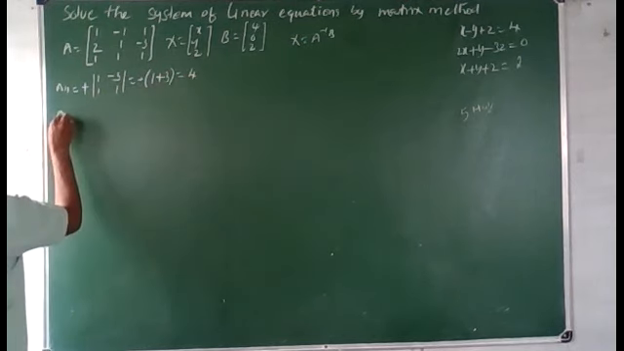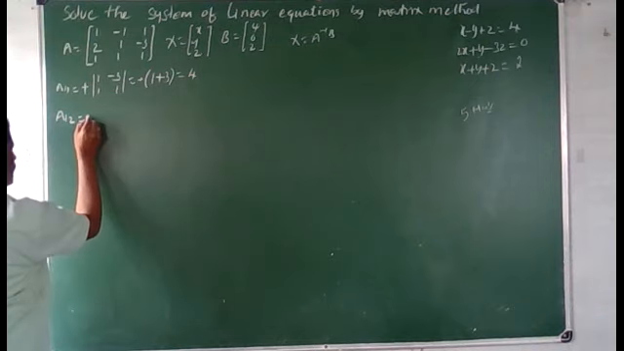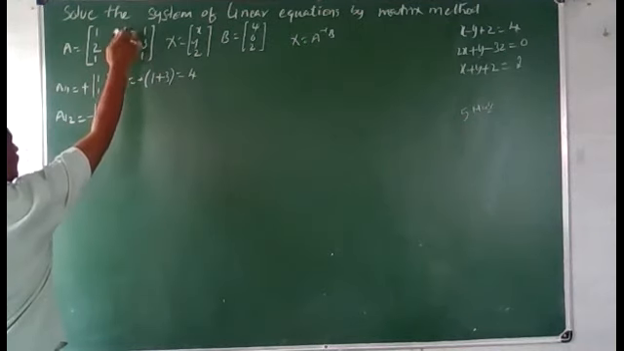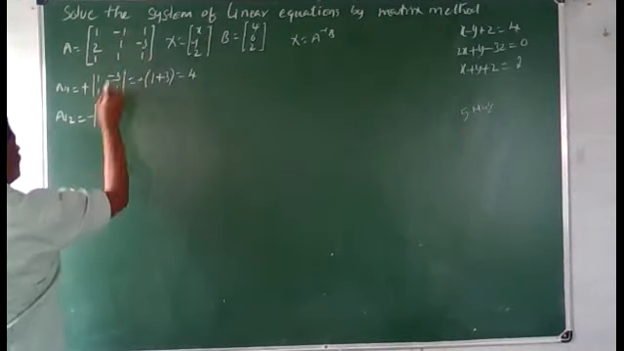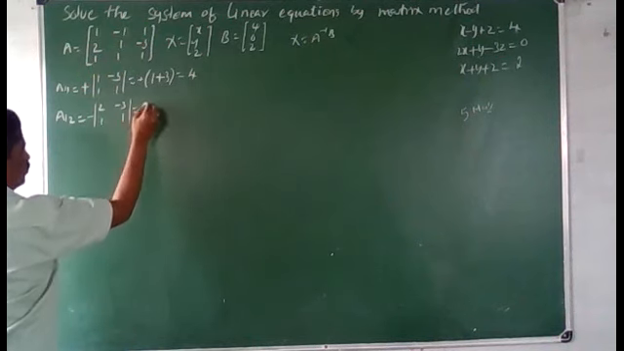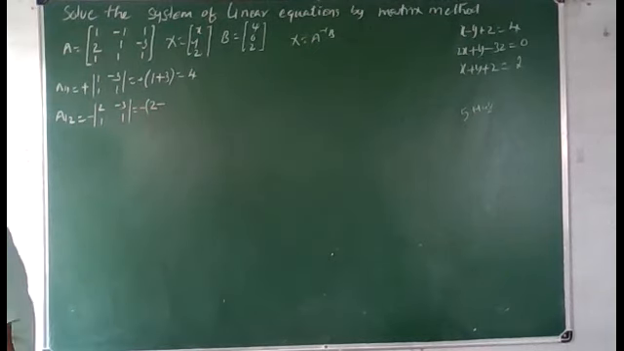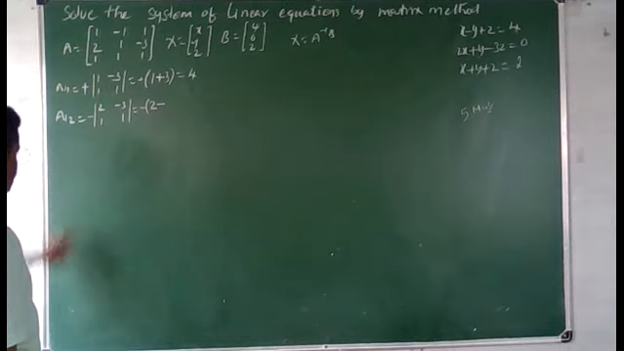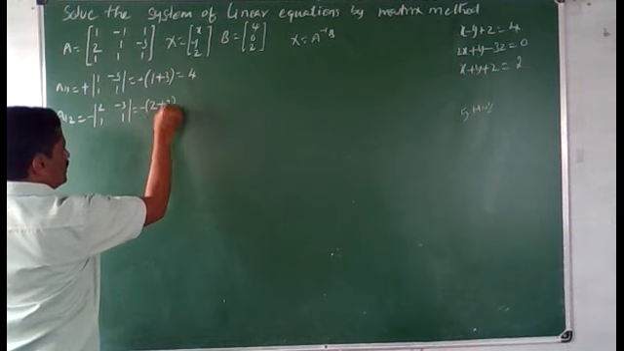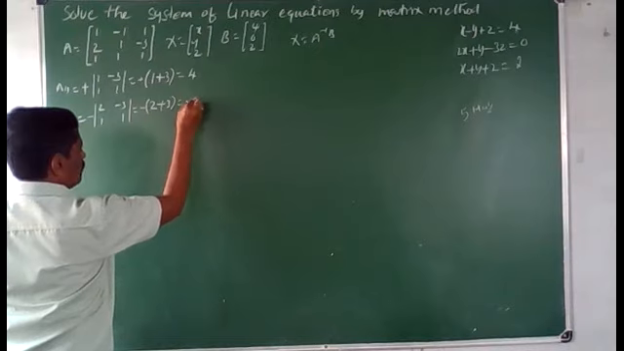Again, the cofactor of the next element A12 is equal to 1 plus 2, 3. So 3 is an odd number, right? Minus the determinant of the cofactor of this element. Leaving this row and column, we have 2 minus 3, 1 1. Again, that is equal to minus of 2 into 1 minus 1 into minus 3, that is 2 plus 3, 5. 5 into minus 1, that is minus 5.